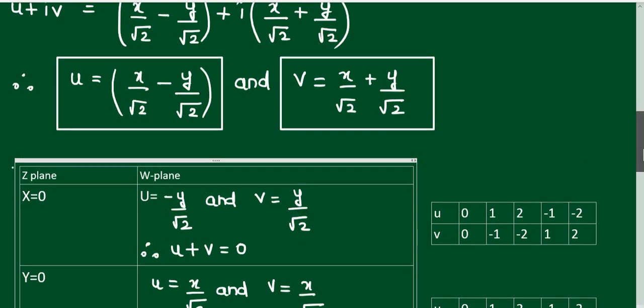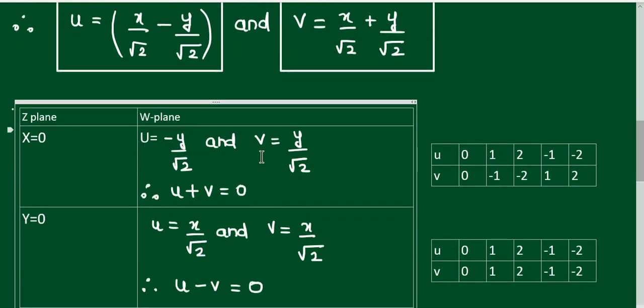Now, you should find a relation between u and v, because we do not want x and y in your equation in the w plane. In the w plane, we need only u and v. There should not be any variable like x and y. So that means you can add these two equations, then you will get 0. That means the variable y is being eliminated.